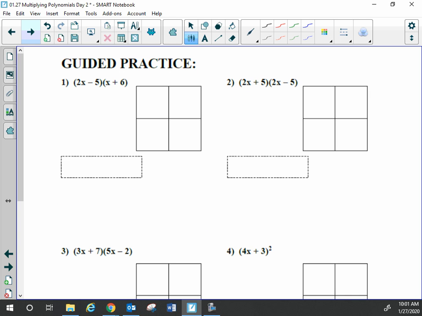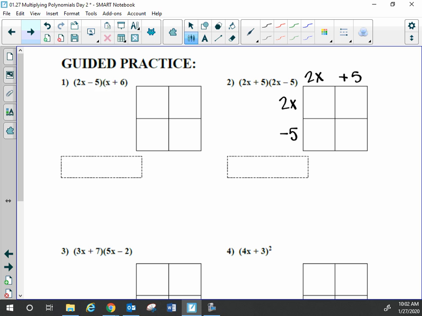Okay, let's look at number 2 and number 4 together. So number 2, 2x plus 5 times 2x minus 5. I have a 2 by 2, right? 2 terms by 2 terms. So does it matter if I use the top or the side for either set? No. So 2x plus 5, then what would be along the side? 2x minus 5.